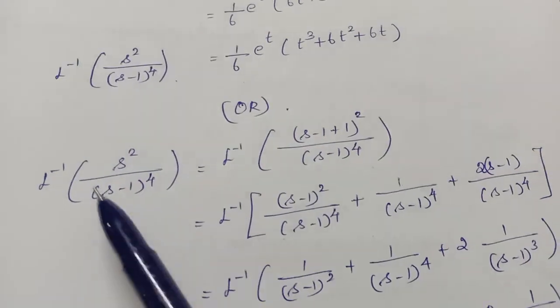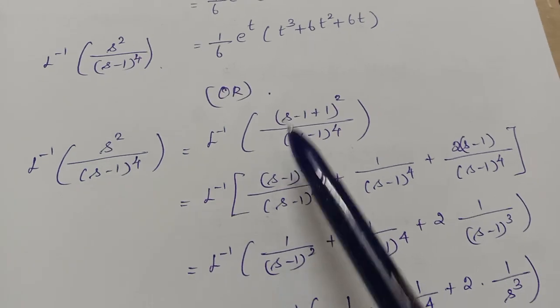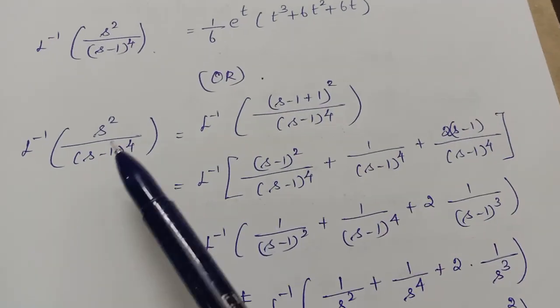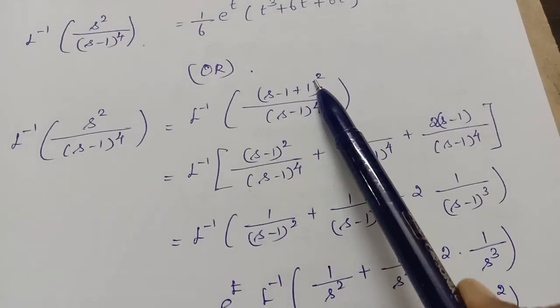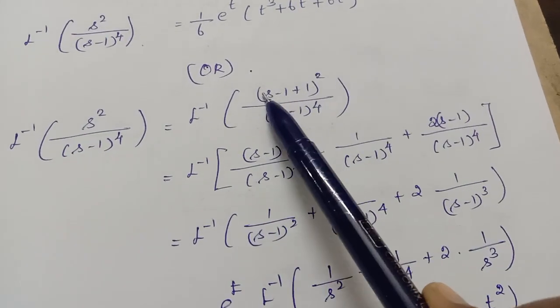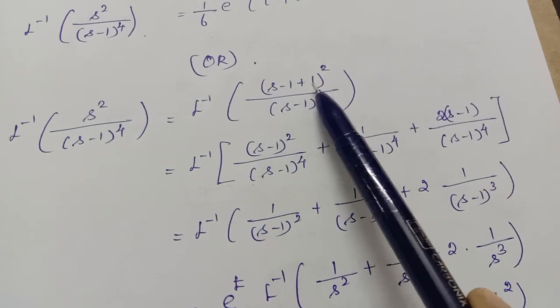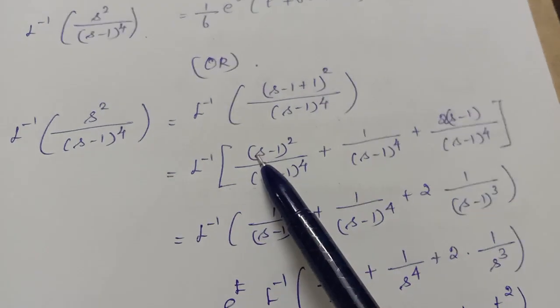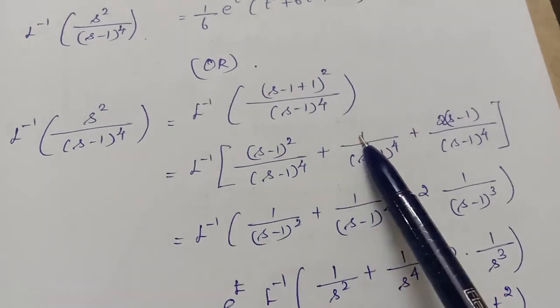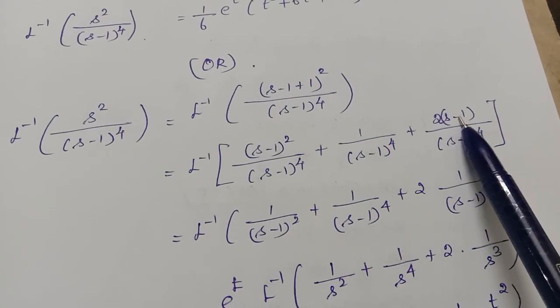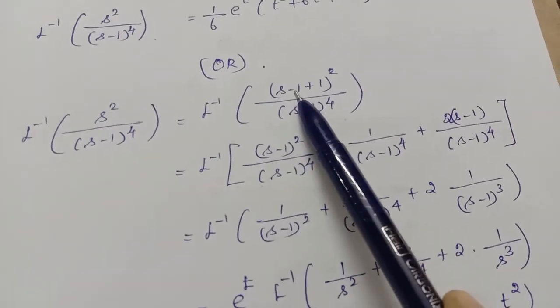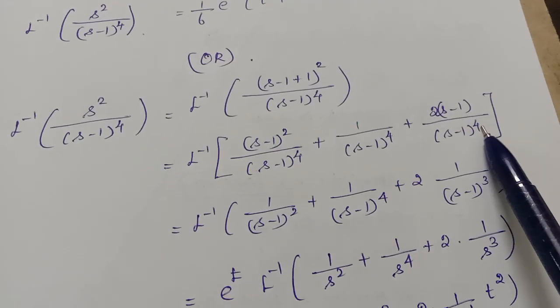The other way is, I can add and subtract 1 here. This will be somewhat simpler than the previous method. Add and subtract 1 within the squares. So (s minus 1 plus 1) the whole square. When you expand the numerator, you treat this as your a and this as your b. So it will be (s minus 1) the whole square plus 1 square plus 2 into (s minus 1). That is a square plus b square plus 2ab. Here s minus 1 I have taken as a. So 3 different terms I am having, no?